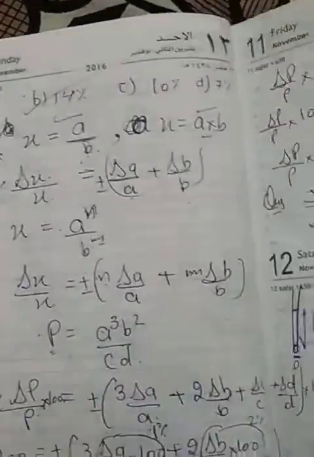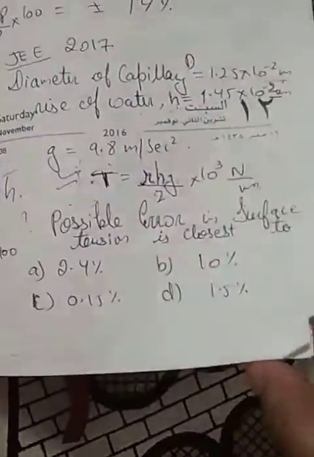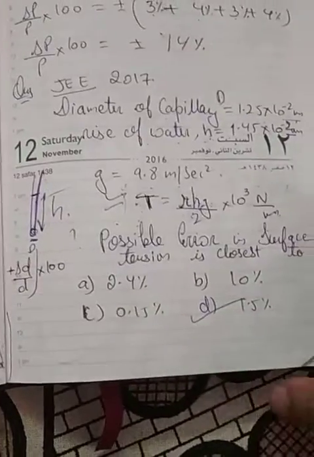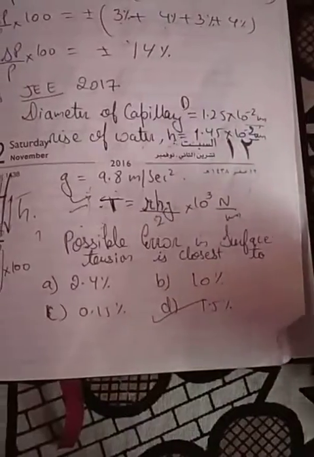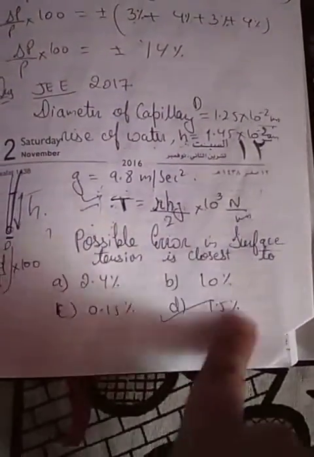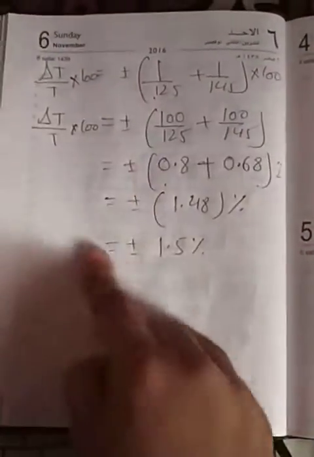So what will be the correct option? The correct option is 1.5. The question asks: possible error in surface tension is closest to what? They have asked in terms of percentage, so this is our required answer.